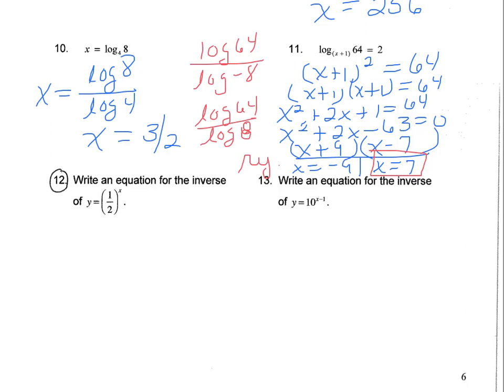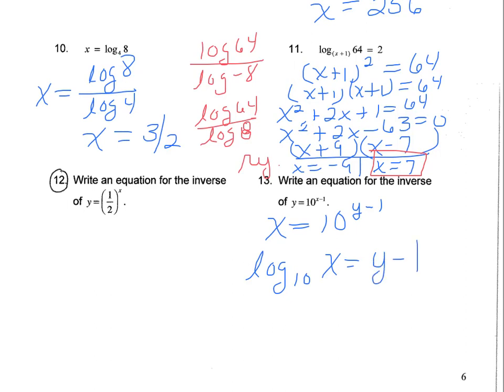All right, let's go on to 13. Write an equation for the inverse of y equals 10 to the x minus 1. Well, inverse means to switch the x and y. X equals 10 to the y minus 1. But as we talked about in the last video, we can't solve for y when y is the exponent. So the only other thing we can do is change it to a log. So it's going to be log base 10 of x equals y minus 1.